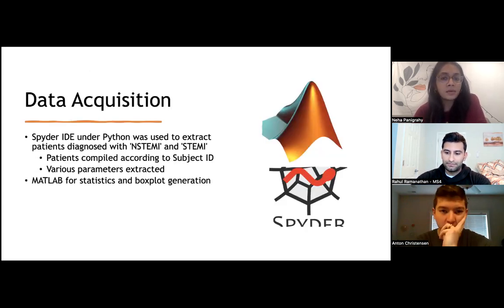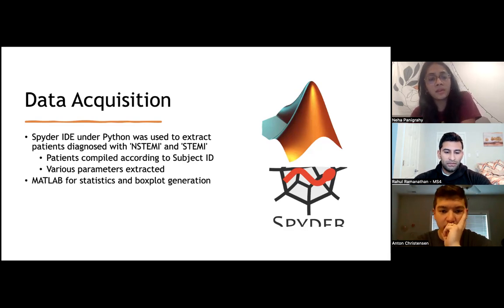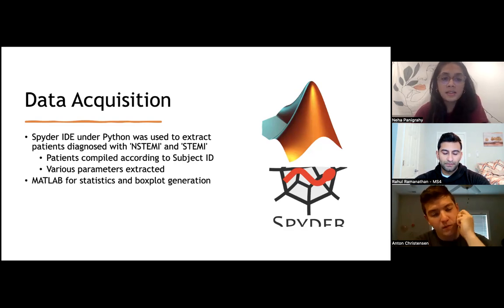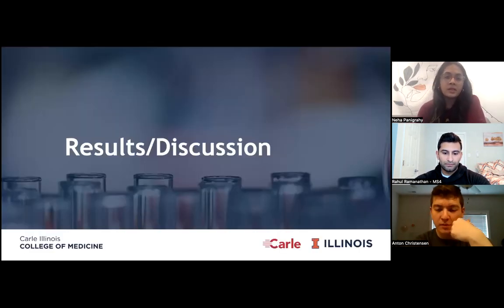Data acquisition for this data set was done by using Spyder IDE under Python, and we extracted data with STEMI and NSTEMI recorded. And we also recorded various parameters. Furthermore, we used MATLAB for statistics and box plot generation. Some of the results and discussion are going to follow.